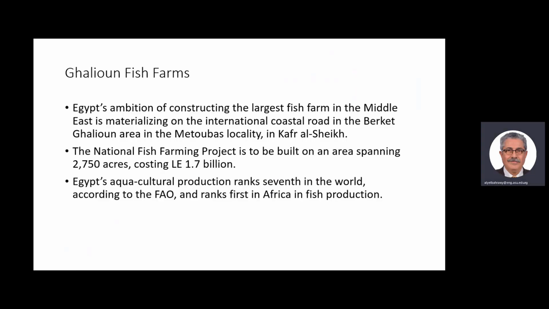The second project is Ghalioun Fish Farms. Egyptians are eating a lot of fish from fish farms, as you will see soon. It embarks on constructing the largest fish farm in the Middle East. The National Fish Farming Project is to build an area spanning 2,750 feddans, costing about 1.7 billion Egyptian pounds. And Egypt in aquaculture ranks number 7 in the world.